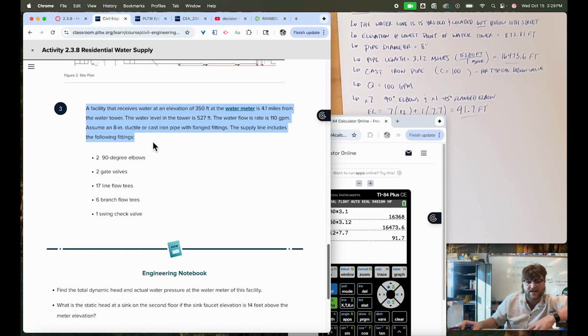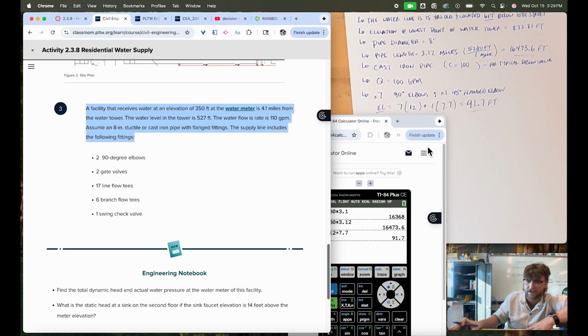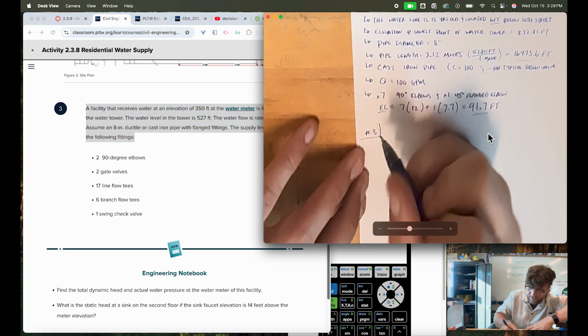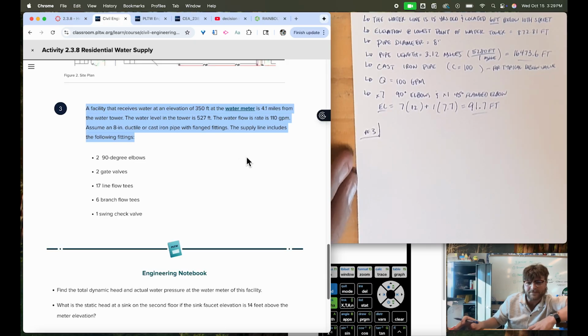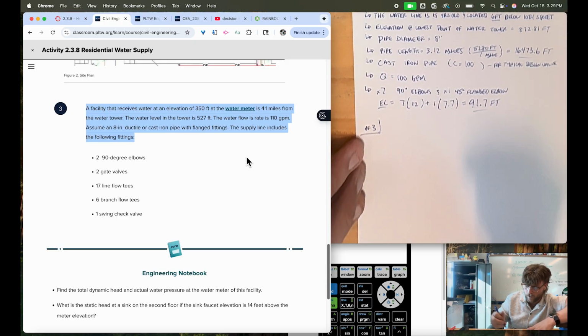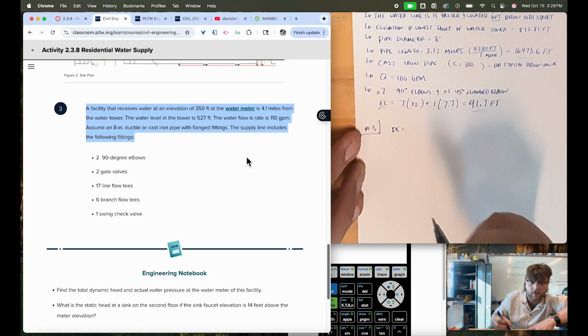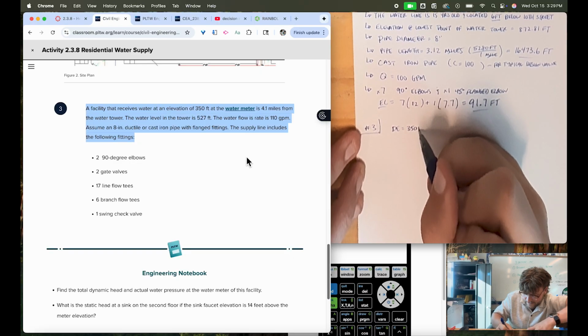For question number 3, they say a facility that receives water at an elevation of 350 feet at the water meter is 4.1 miles from the water tower. So let's go ahead and write this down here. Step number 3, the facility receives water at an elevation. So this is the discharge elevation, which is equal to 350 feet.